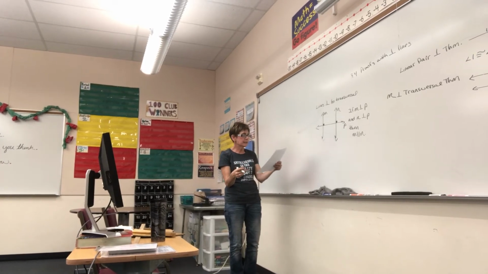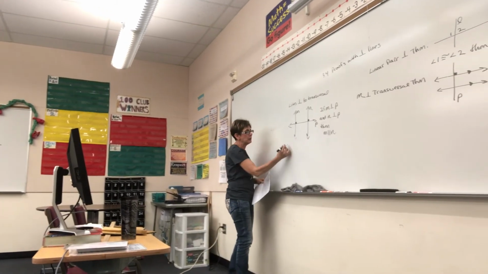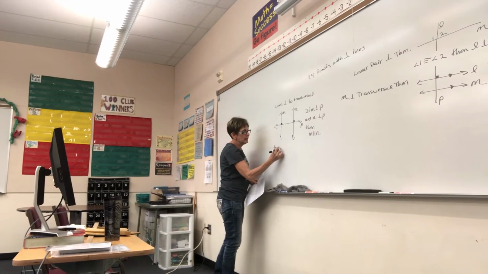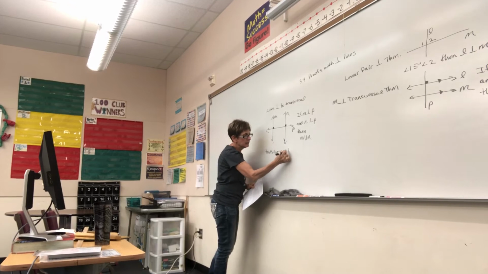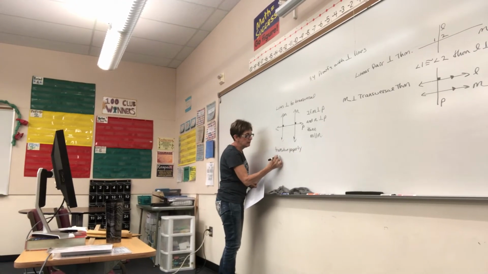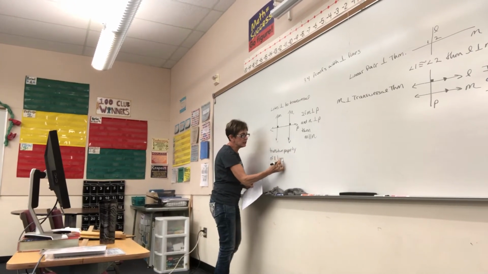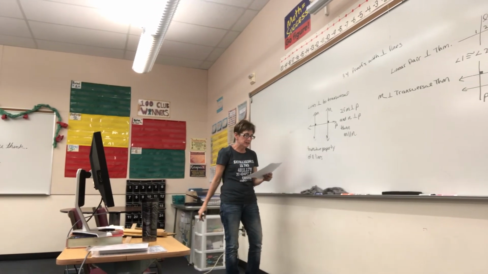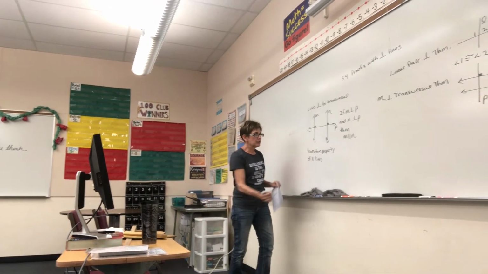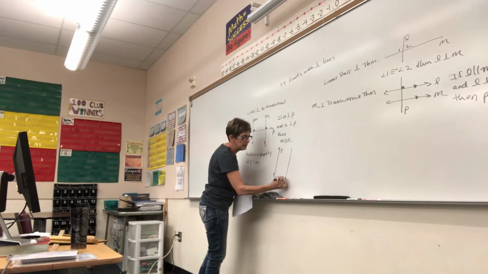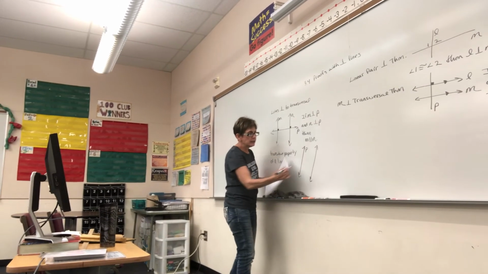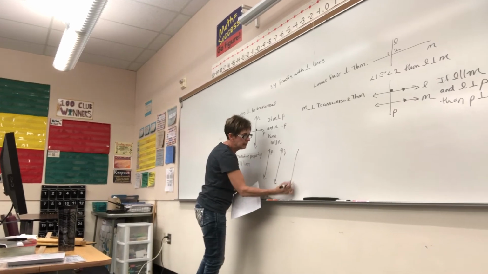Okay, the last theorem is the transitive property of parallel lines. We'll do this theorem and then probably one, maybe two examples. All right, so let's draw three lines that look like they're parallel to each other. Let's call them P and Q and R.